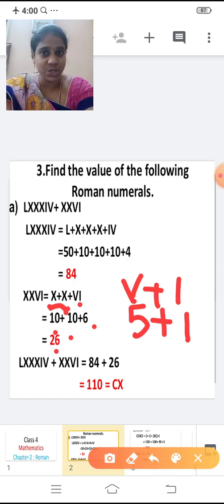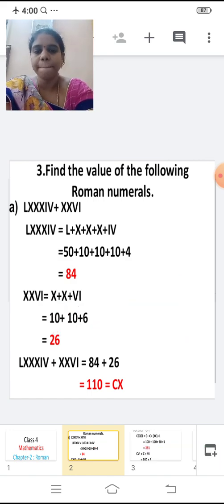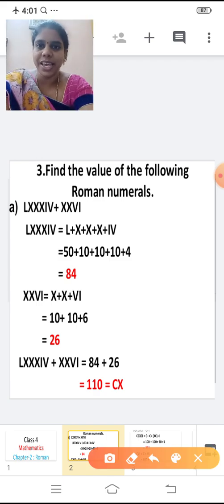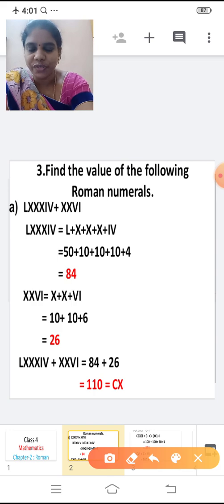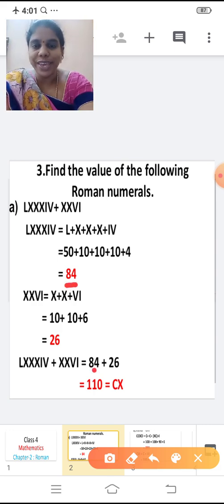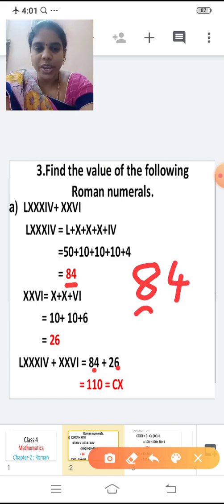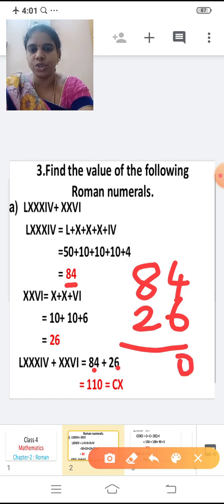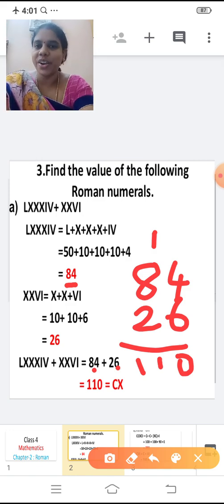Now shall we add these two? Yes. LXXXIV plus XXVI: what is the first one in Indo-Arabic number? 84, plus the value of XXVI, which is 26. Now add 84 plus 26. 6 plus 4, 10, 0. Balance 1. 8 plus 2, 10, 11. 110. Yes, so the value is 110.